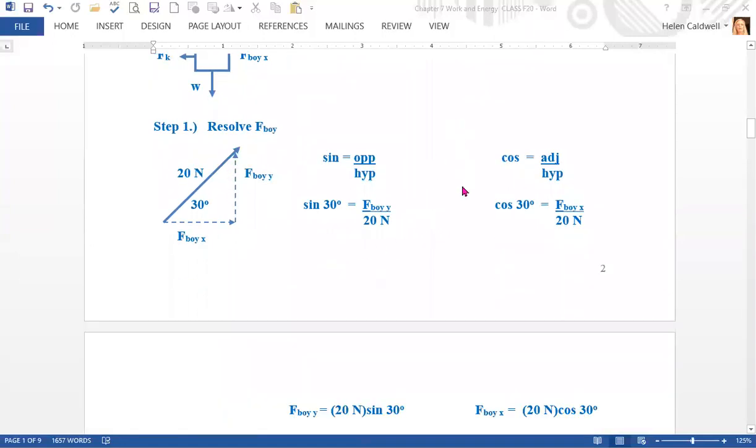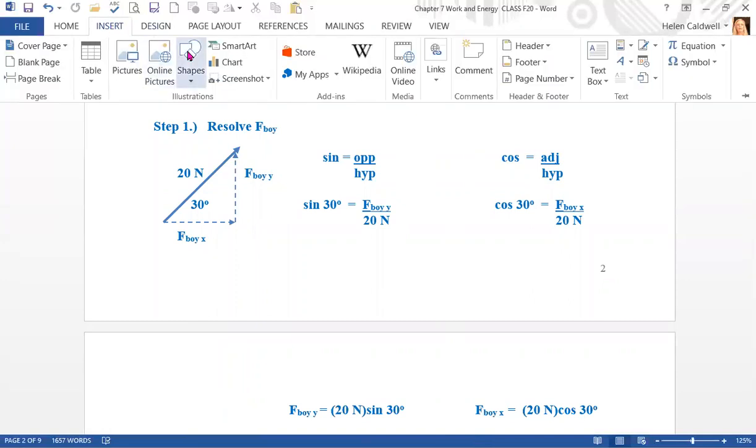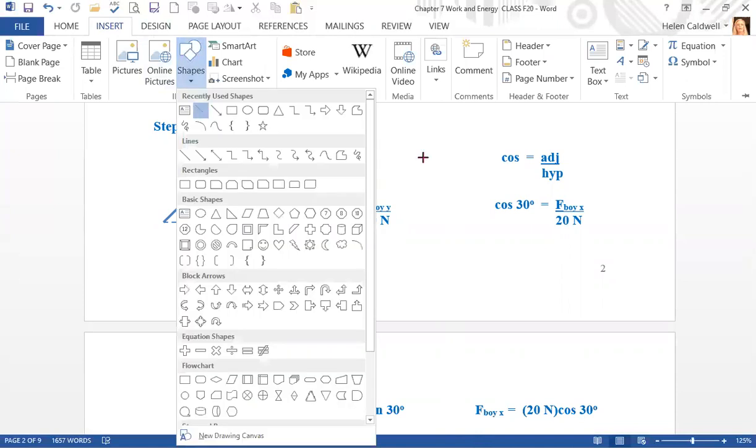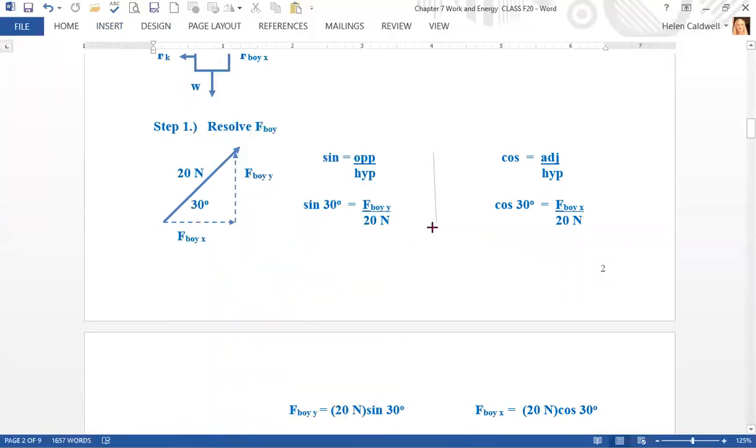Should have drawn my little line in between. I'm sorry, I didn't. Let's see. Shape, arrow. I guess not an arrow, we want a line. We're going to change it, make it hopefully a dash line.